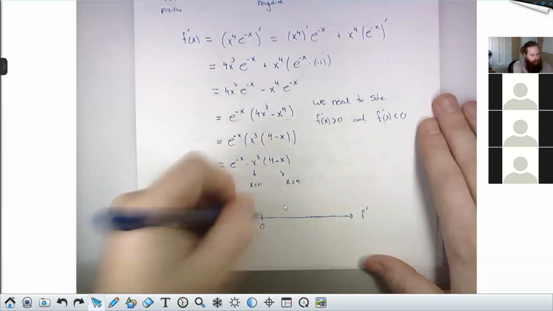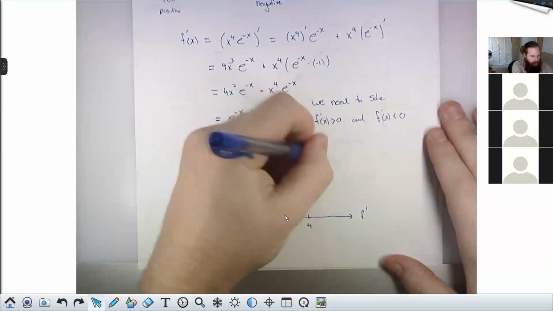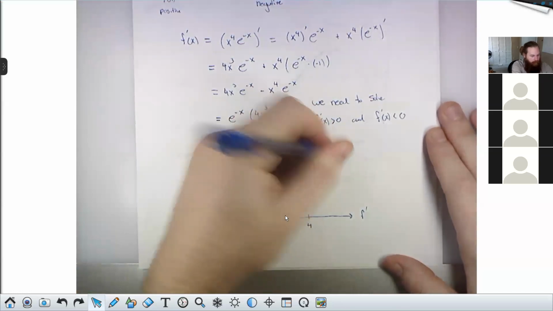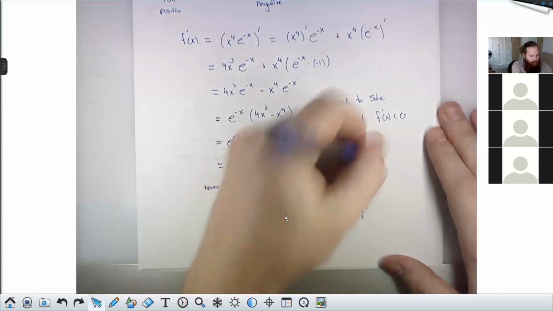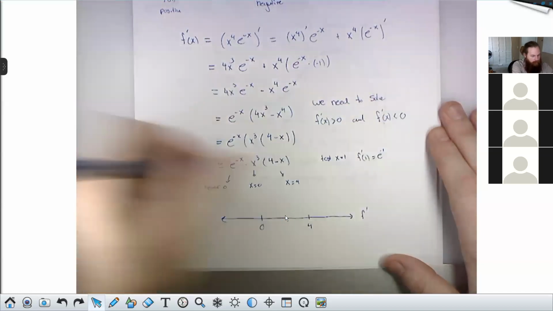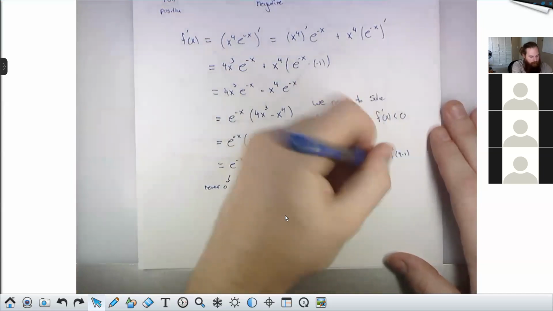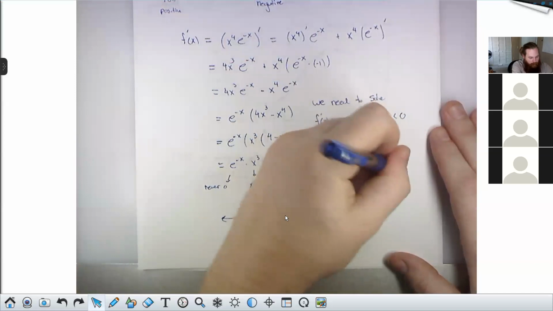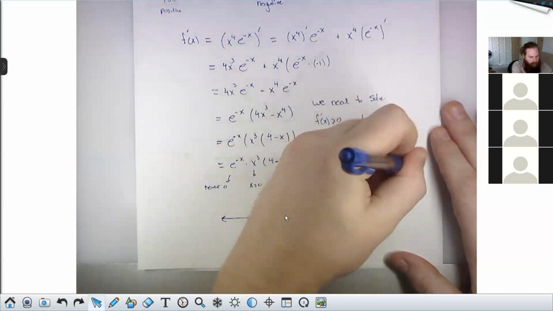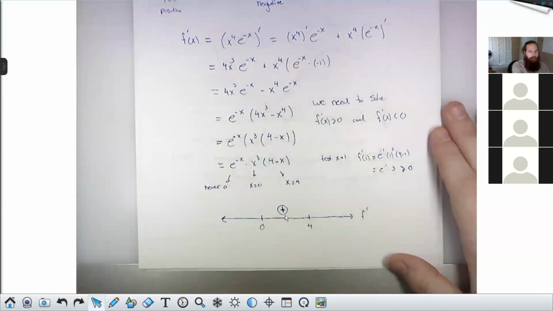I plot them on a number line, and then I test a point from each region. If I plug in x equals 1, from this region, f primed of 1 is e to the negative 1, which is positive, times 1 cubed, which is positive, times 4 minus 1, which is positive. This is e to the negative 1 times 3, which is greater than 0. So f primed is positive everywhere in here.